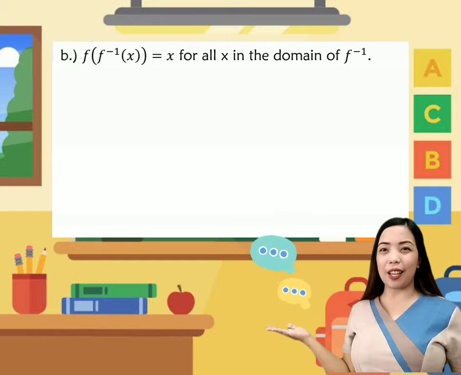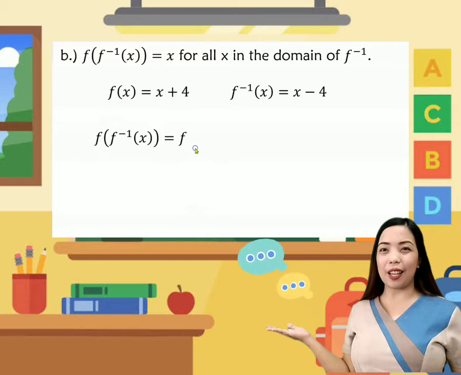Let us prove letter B. F of f inverse of x is equal to x for all x in the domain of f inverse. So let us recall our f of x as well as its inverse. Now we have f of f inverse of x. Let us copy f. Now f inverse of x, we already have that. That is x minus 4. So we have x minus 4. So this will be our x. So we have f of x.